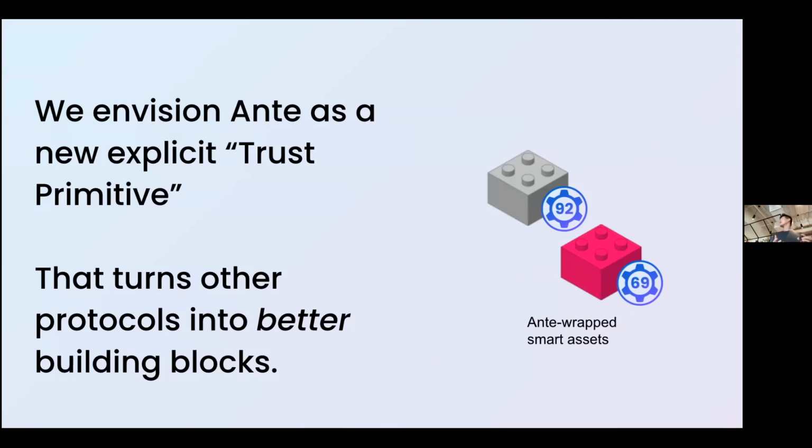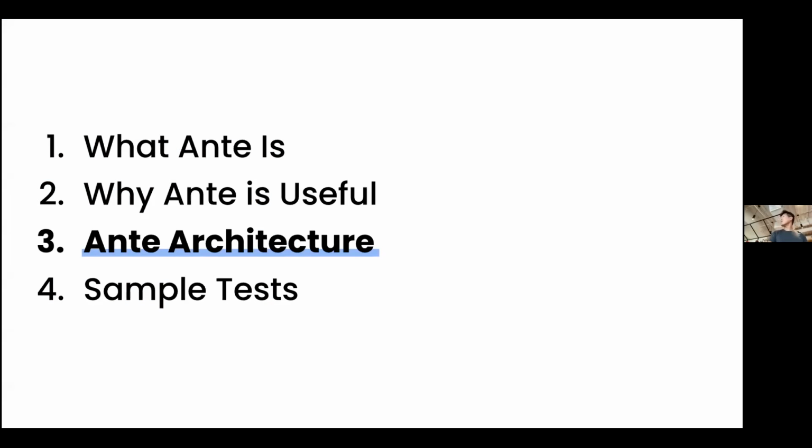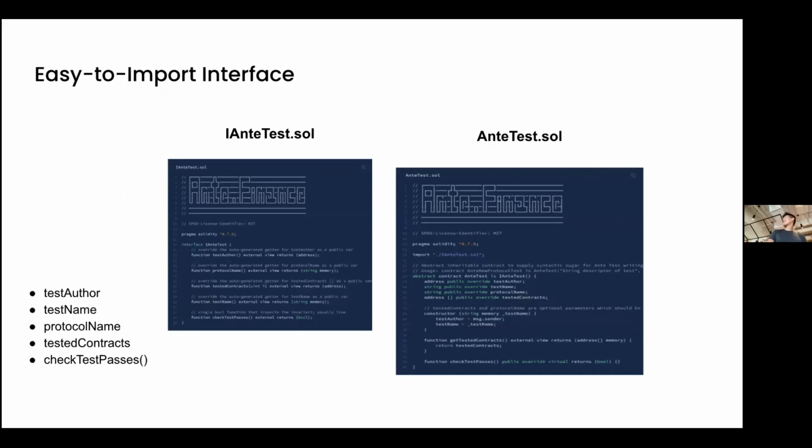It's very simple, but we think that this is potentially the start of a way to turn all protocols and all things in DeFi and beyond DeFi too into better building blocks, because we can have each of these money Legos have an atomic, native, chain-settled payout in case of specific types of failure. And so now we go over the Ante architecture.